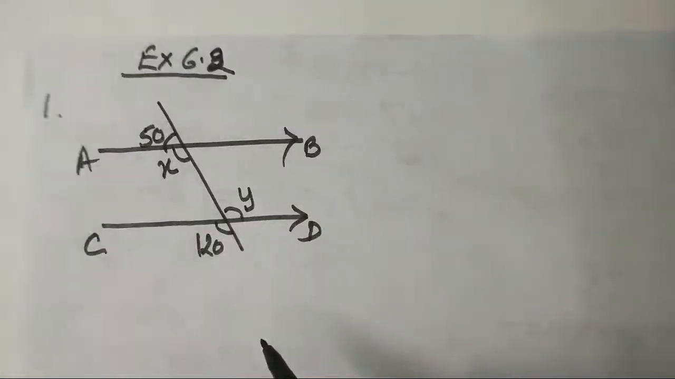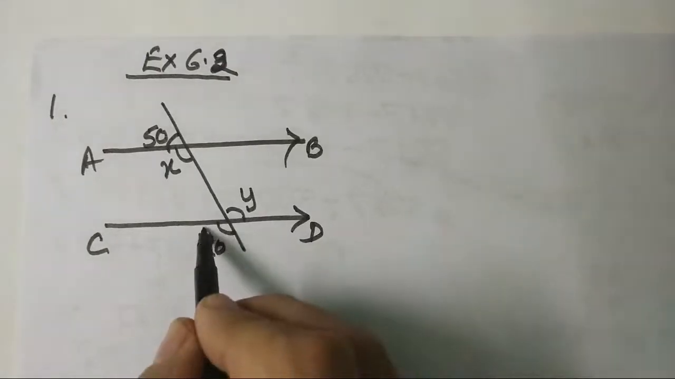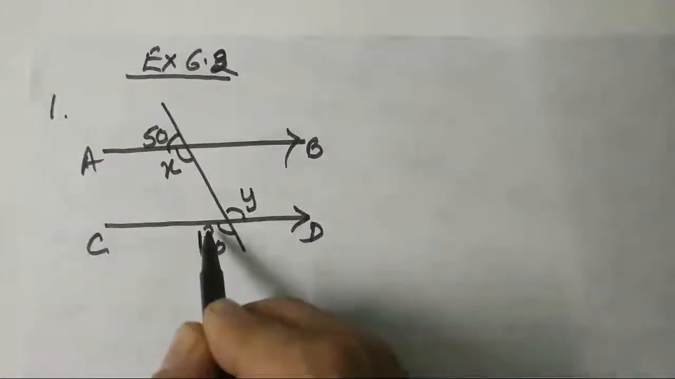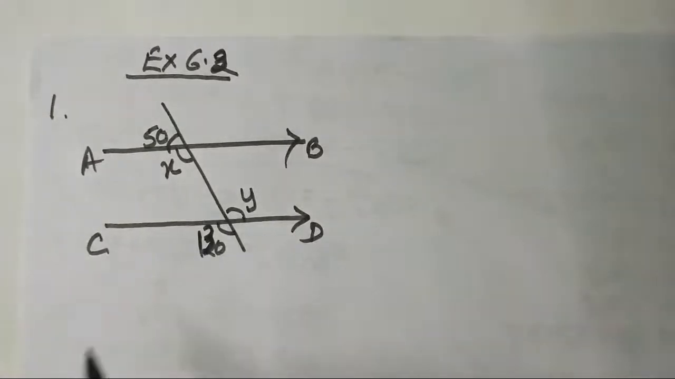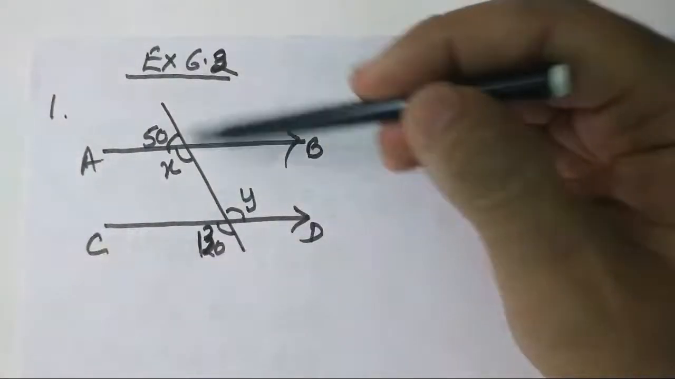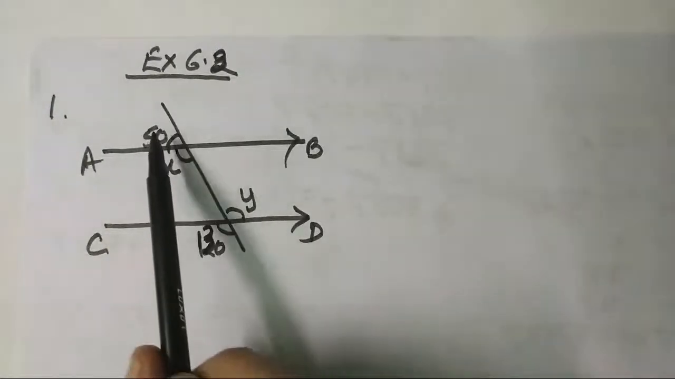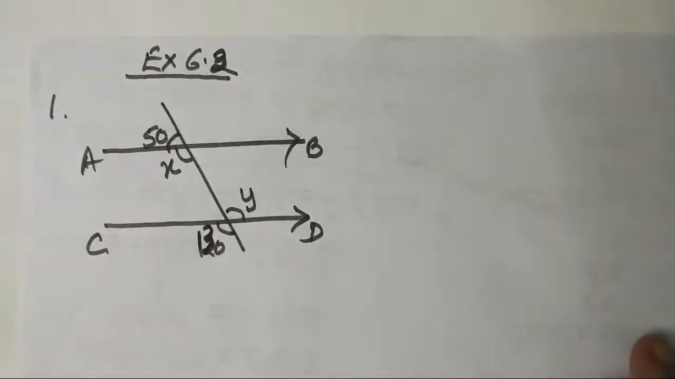Now, is AB parallel to CD or not? That we have to prove. This angle is 130 degrees, sorry, not 120, it is 130 degrees. So we will find angle x, and this is a straight line. Since this is a straight line, 50 and angle x will become angles on a straight line.